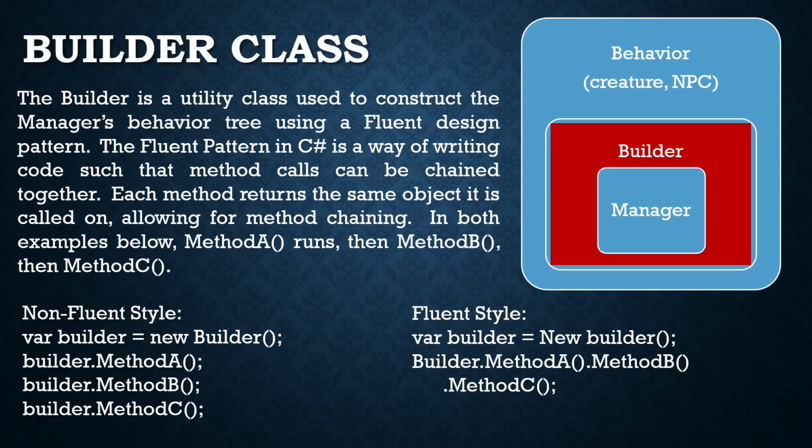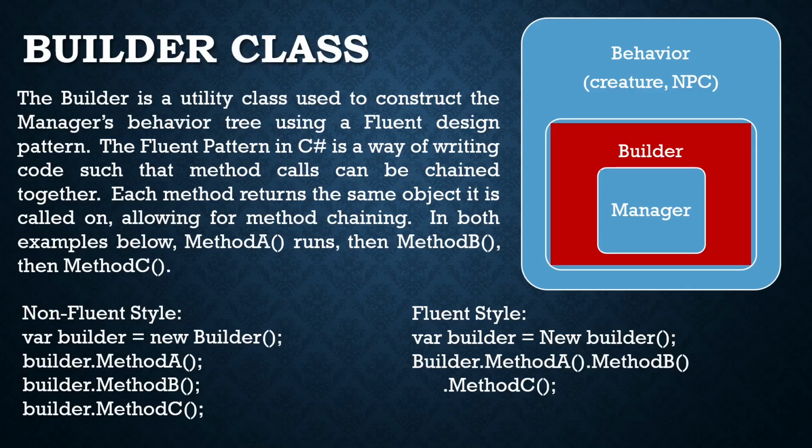Now the builder class, it's a utility class. It's used to construct the manager's behavior tree. And this is where it really gets interesting in implementing this behavior tree system. I use a fluent design pattern, and if you don't know what that is, the fluent pattern in C# is a way of writing code that allows you to basically chain methods together. Each method returns the same object it's called on, and that basically allows you to chain those methods together.